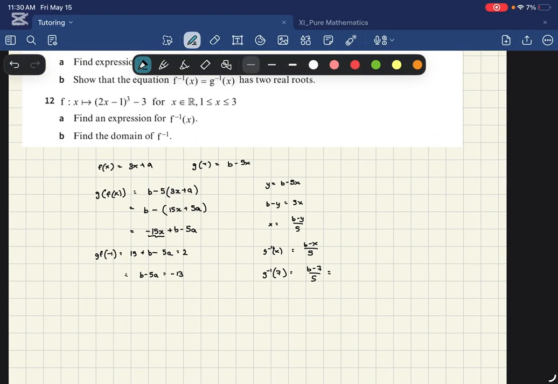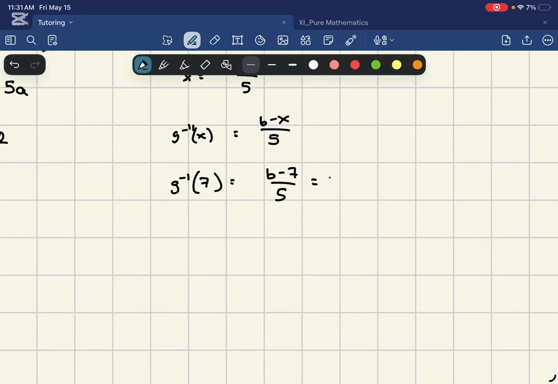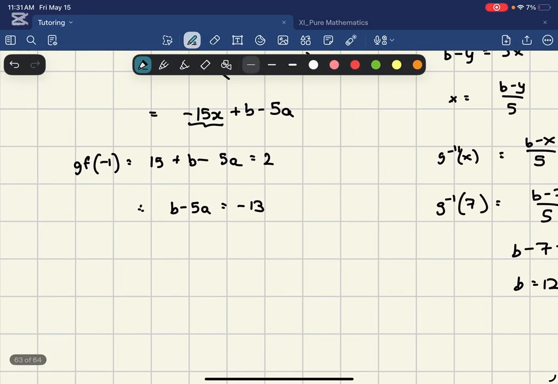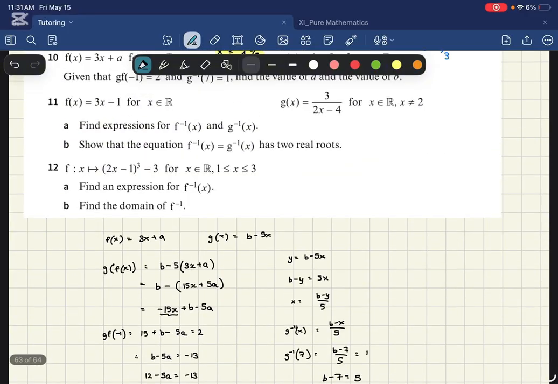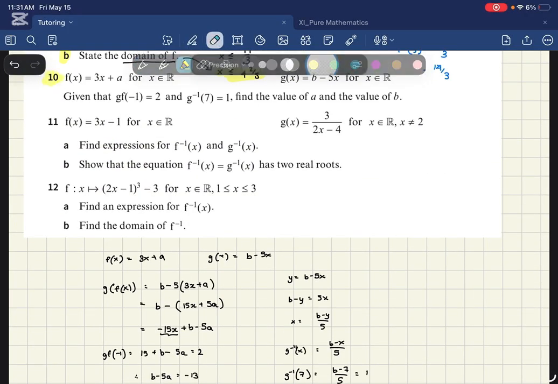And we are given the value of g inverse of 7 to be 1. So b minus 7 is 5 times 1, which is 5, if I multiply by 5 on both sides. And b is just 12, if I add 7 on both sides. And when you know that b is 12, you can just substitute it here. So 12 minus 5a is minus 13. You subtract 12 on both sides, you get minus 25. Cancel out the negatives, and you get a is 5. So a is 5 and b is 12 are going to be your answers. All right. So question 10, we are done.